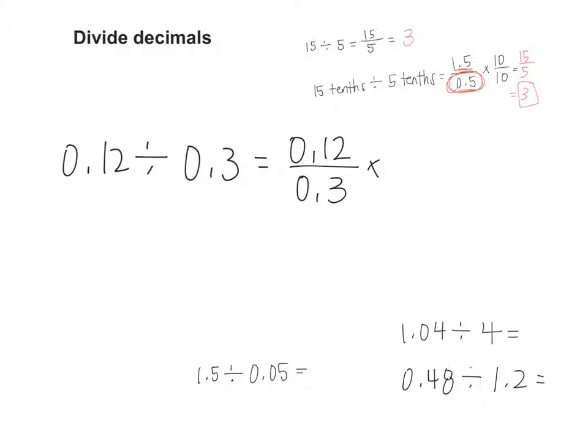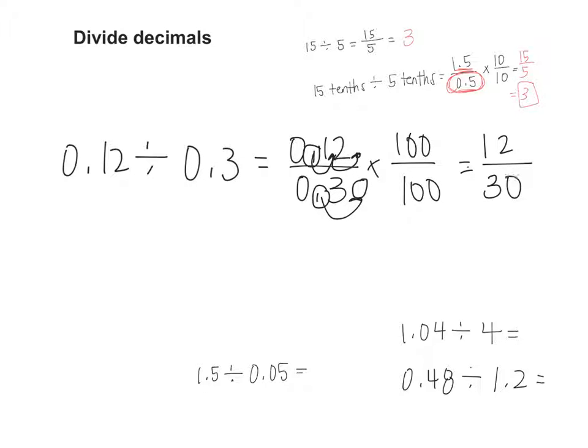Why is 100 over 100 a better version of 1 than 10 over 10? Aaliyah? Because if we multiply by 10 over 10, then the decimal point would just be here, right? Yeah. And I want to get rid of all the decimals. I want to make both of them whole numbers. So if I multiply it by 100 over 100, my answer will be 12 over what? 30. Good.